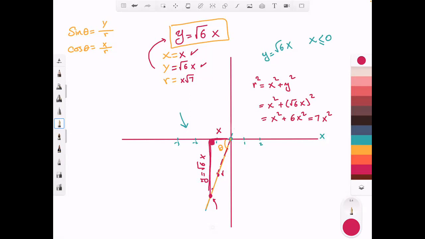How did I get this? Because r squared equal to 7x squared. R will be radical 7x squared. This gives us radical 7 times radical x squared. Radical x squared is x, so r is x root 7. Any question for this part?